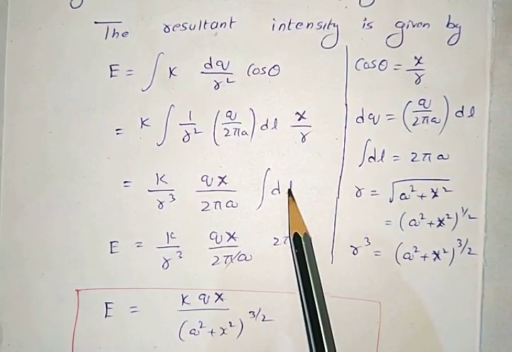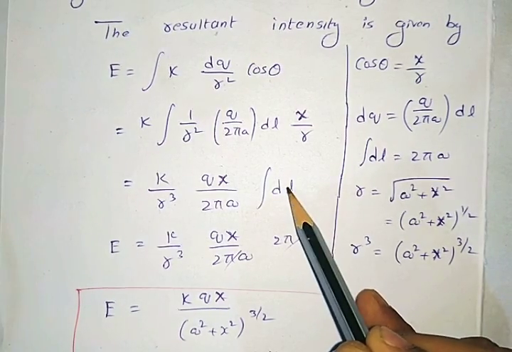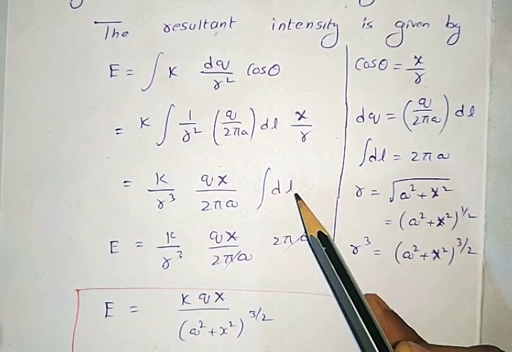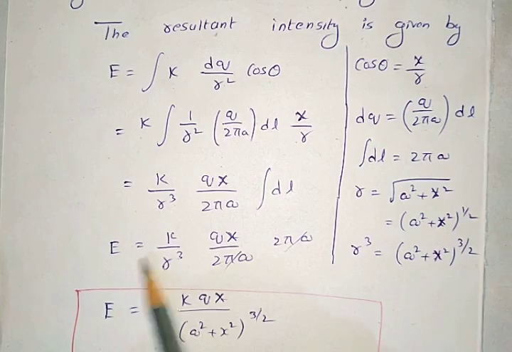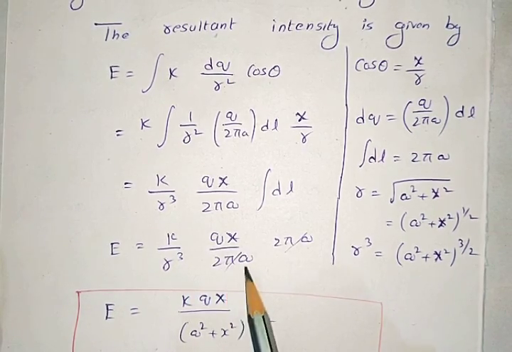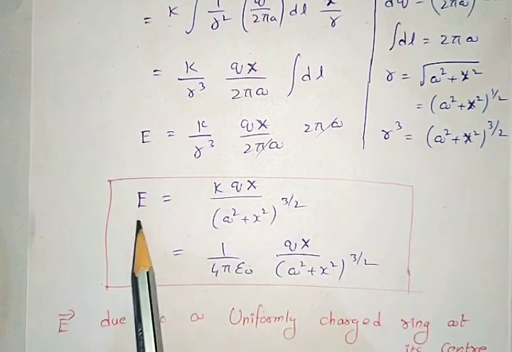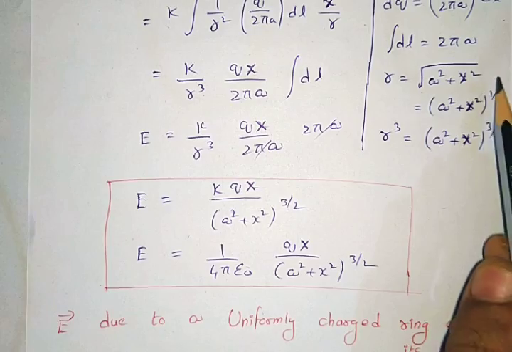Here, integrating over the element dl will give the total length of the ring, which is nothing but the circumference of the ring, 2 pi a. So E will be k by r cube qx by 2 pi a into 2 pi a. The 2 pi a terms will get cancelled, and in the place of r you can substitute the value root of a square plus x square.